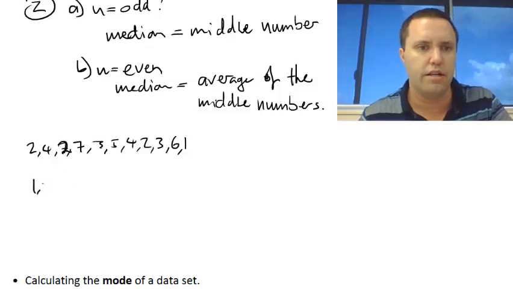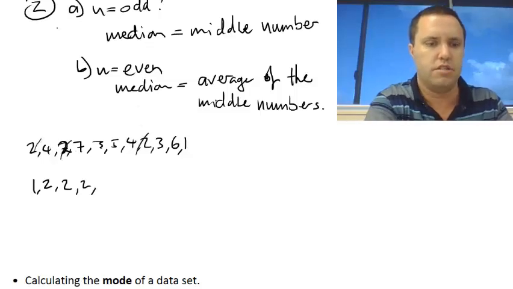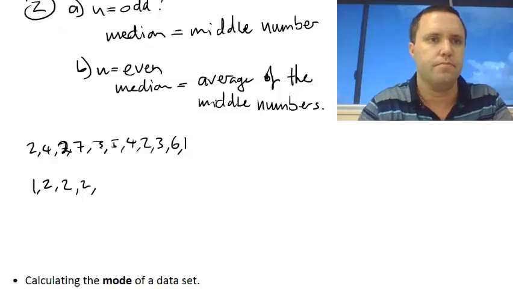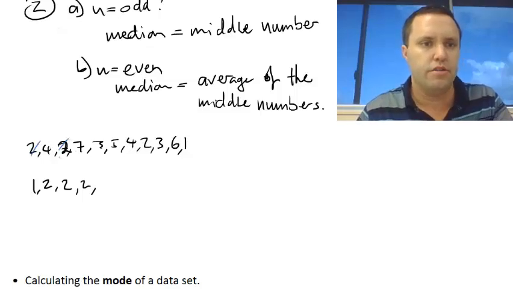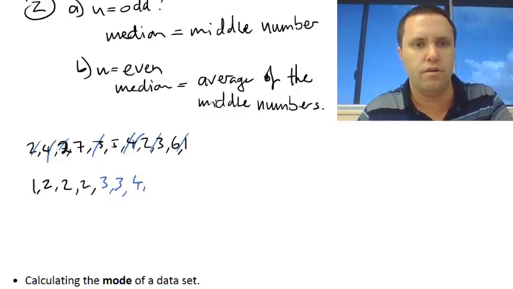So there's a 1, 2, 2, 2. Actually, I might do this in a different color. Let's go for blue now. 2, 2, 2. The 1's been done. We've got a 3 and a 3 here. There is a 4 and a 4. There is a 5. There is a 6. And there is a 7. Okay, 1, 2, 3, 4, 5, 6, 7, 8, 9, 10, 11.